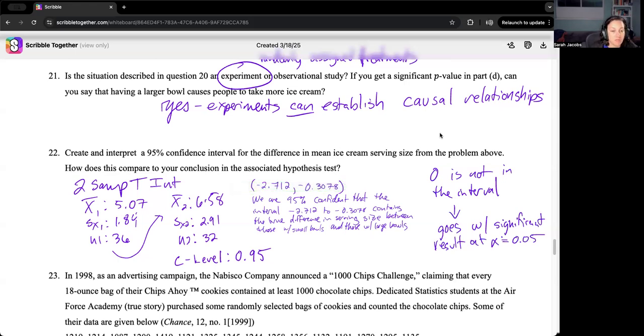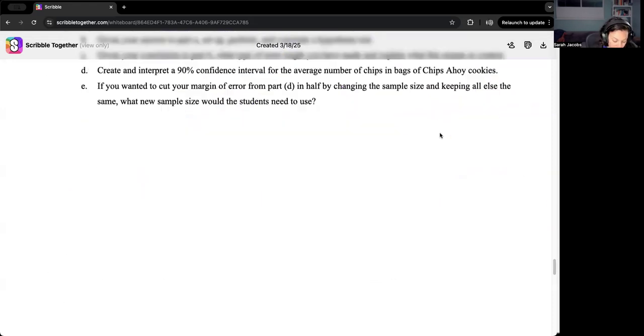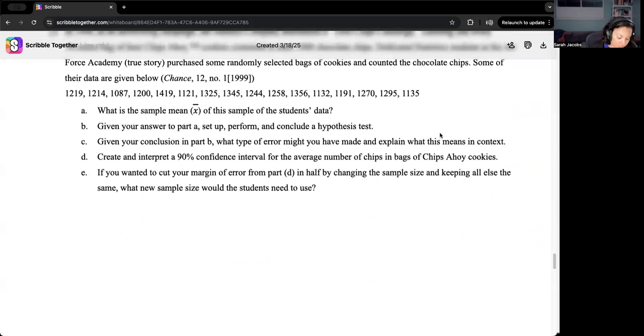So we're going to get a significant result. We don't know exactly what that p-value is, but at a 5%, right? 5% goes with 95%. We're going to end up with a significant result. If we're not looking at a difference, if this were just for a single value, it changes from is zero in the interval to is the null in the interval. So there we go. All right, 23.